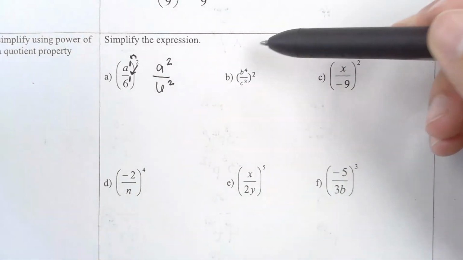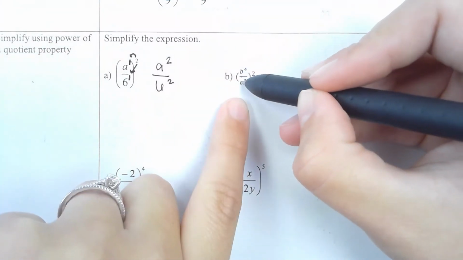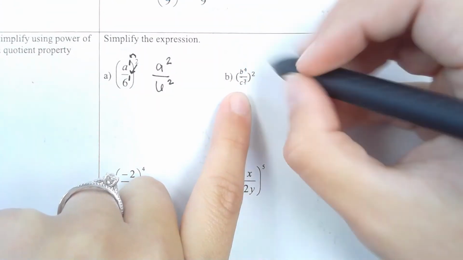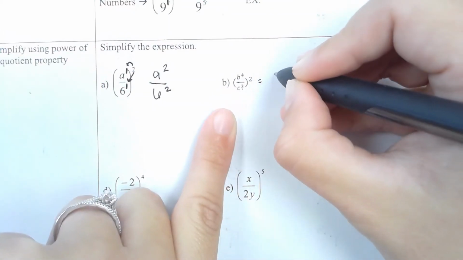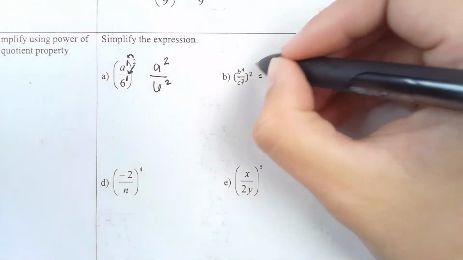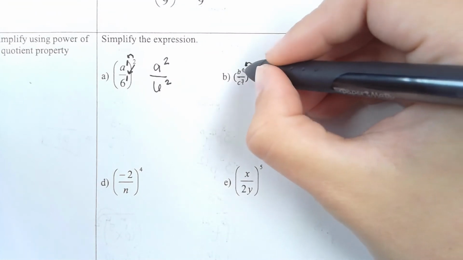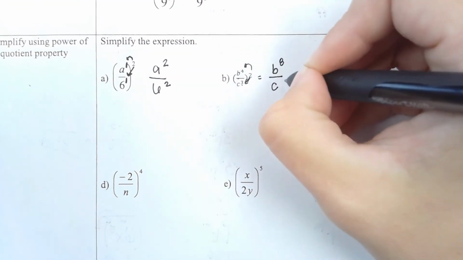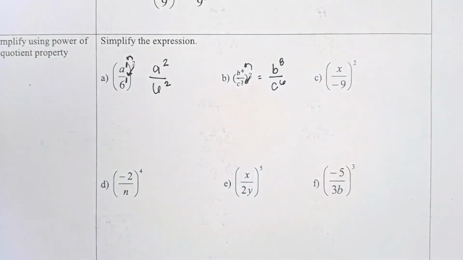All right, looking at b. So I have b to the 4th over c to the 3rd. I can't do anything to simplify it first. So in my answer, I'm going to leave my bases of b and c. And then again, when you're taking a power to a power, you are multiplying the exponents. So 4 times 2 is 8. 3 times 2 is 6. So this would be b to the 8th, c to the 6th.